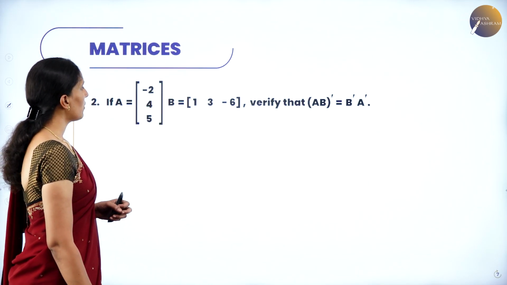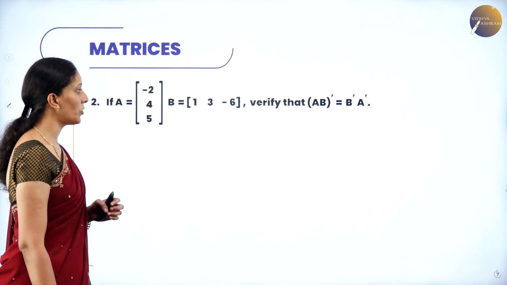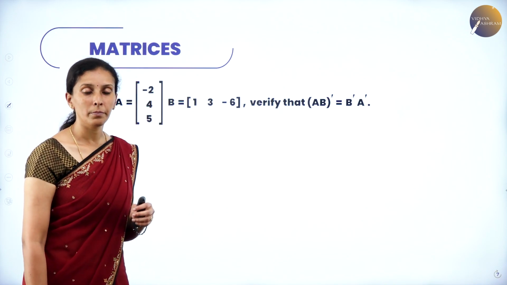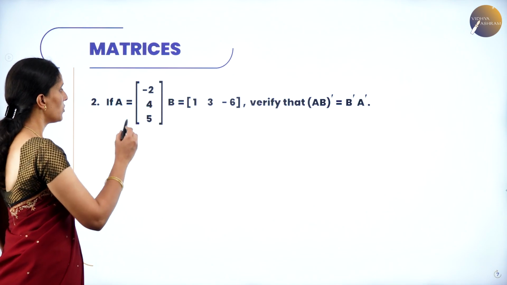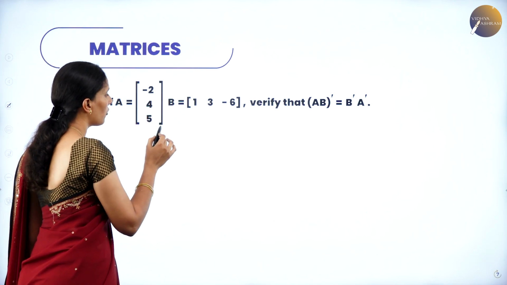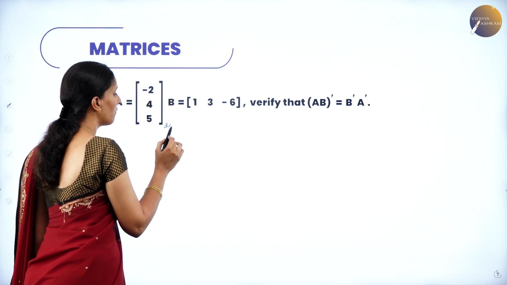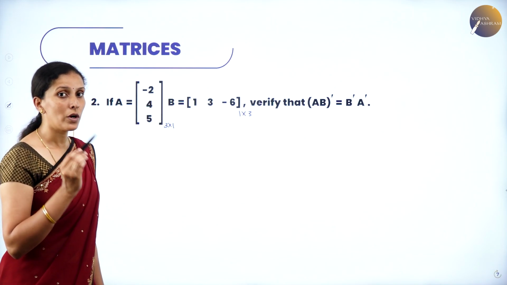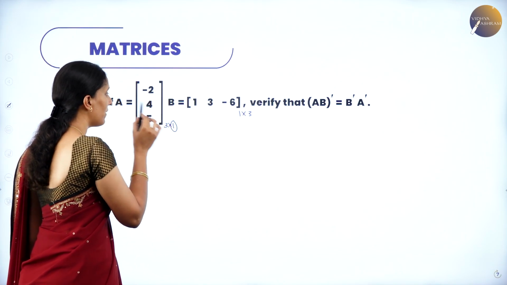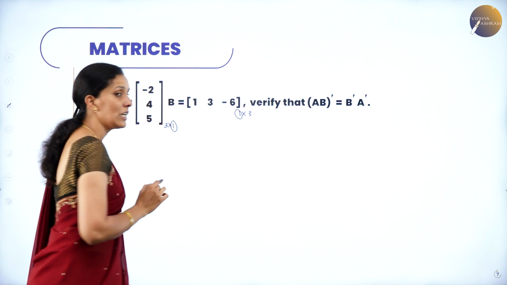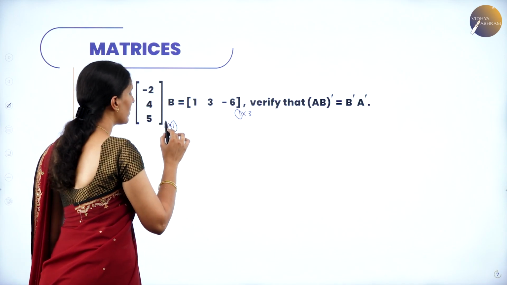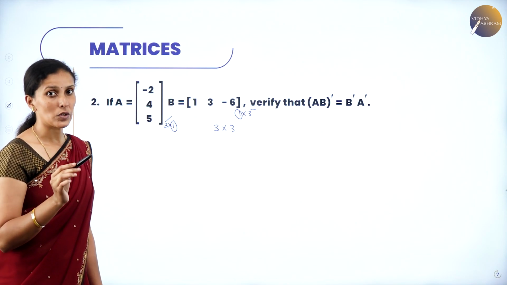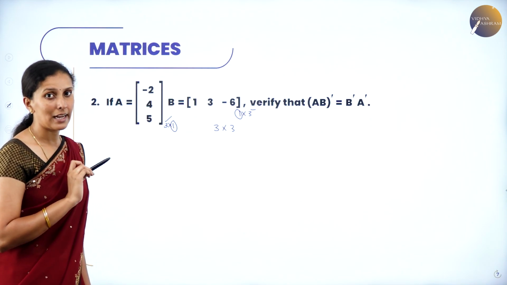Next question. If A is equal to minus 2, 4, 5 and B is equal to 1, 3, minus 6, verify AB whole transpose is equal to B transpose into A transpose. So we have AB. What is the order of this matrix? This is 3 rows, 1 column, and this is 1 row, 3 columns. To multiply any two matrices, what is the rule we need? The number of columns in the first matrix must be equal to the number of rows in the second matrix, so that the resultant matrix will be of order 3 cross 3. The order of matrix AB will be 3 cross 3. That means you should have 3 into 3, 9 elements, remember.